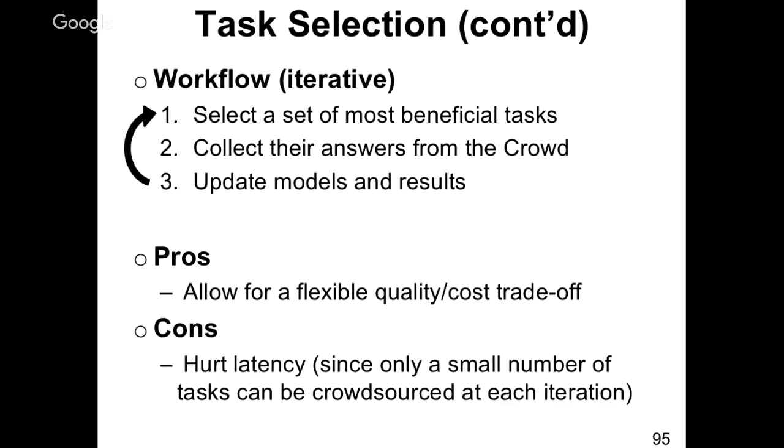But the disadvantage is that it will hurt the latency. Because at any iteration, only a small number of tasks are available in the crowdsourcing platform. Although there may be thousands of workers, only say 10 tasks are available in the crowdsourcing platform for them to do. So you didn't make full use of the crowd to do your task. So it will hurt the latency.